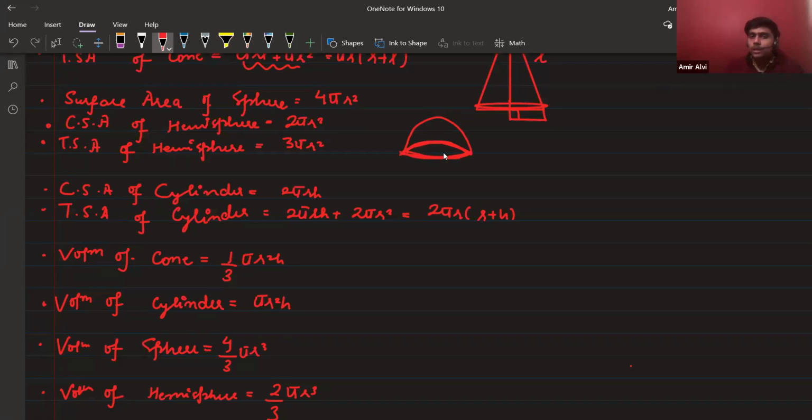So this base consists of a circular part, so this is pi r square. Okay? Add this to 2 pi r square. So the total surface area of a hemisphere will be 3 pi r square. Clear, everybody? Please let me know if it's clear to you, yes or no. Very good.